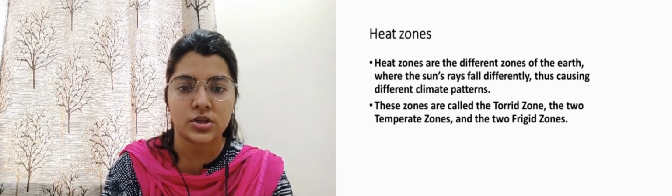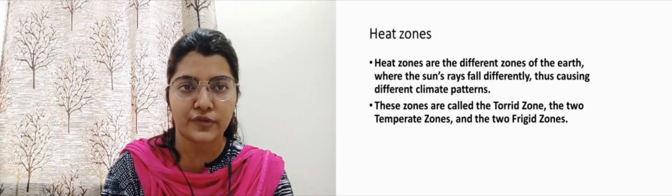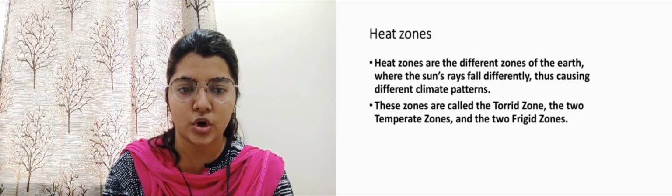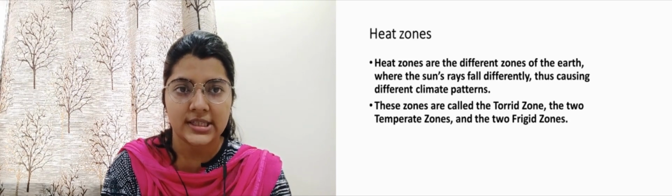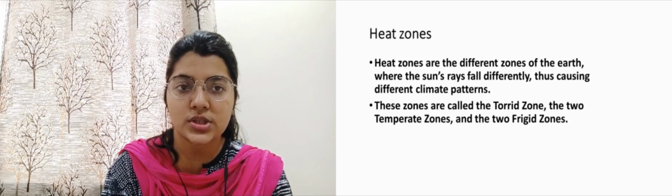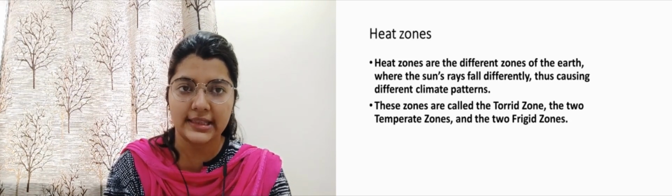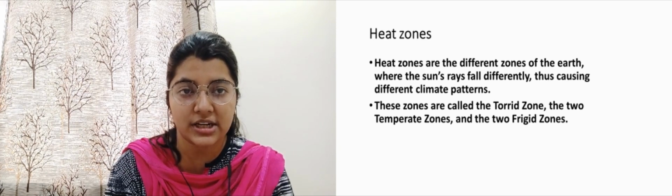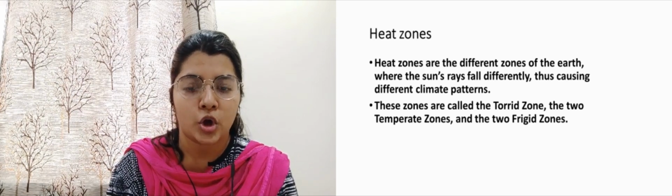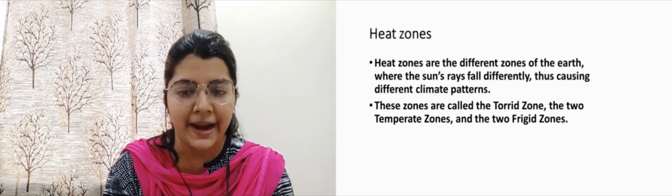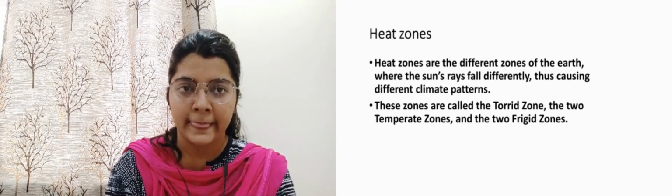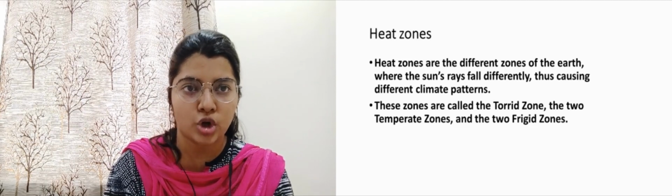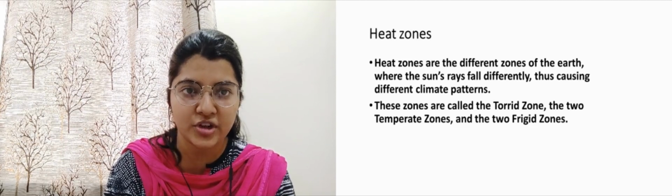So what are heat zones? Heat zones are the different zones of the earth where the sun rays fall differently, thus causing different climate patterns. These zones are called torrid zones, temperate zones and frigid zones.